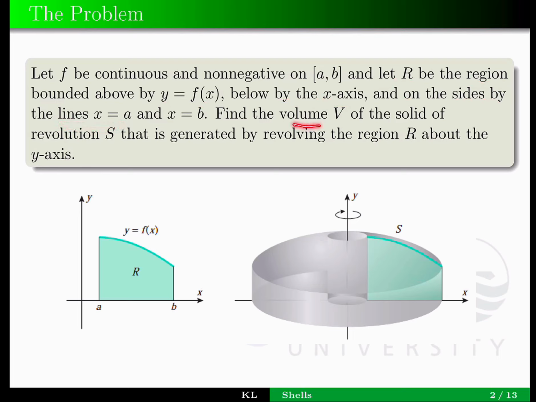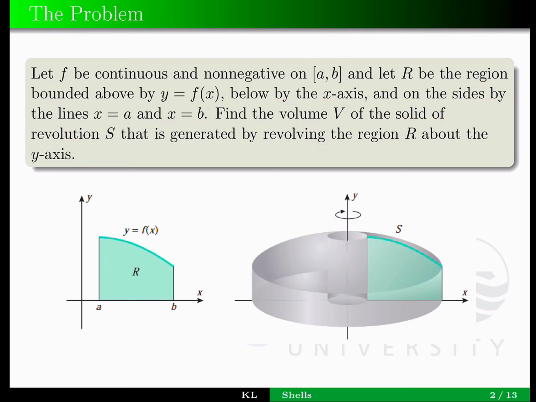We want to find the volume of the solid of revolution that is generated by revolving the region about the y-axis. So in here, we have this region, and our axis of revolution is the y-axis. Okay, so if we revolve this, we will be able to create this solid here, the gray area. And notice that in here we have a hollow, but it doesn't matter.